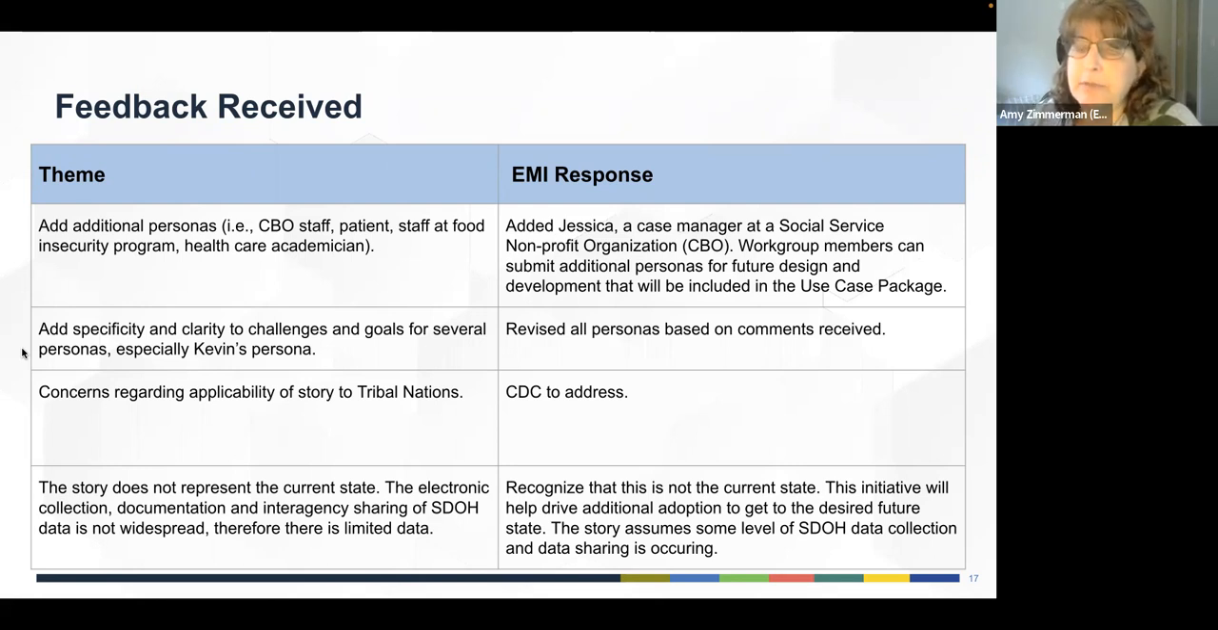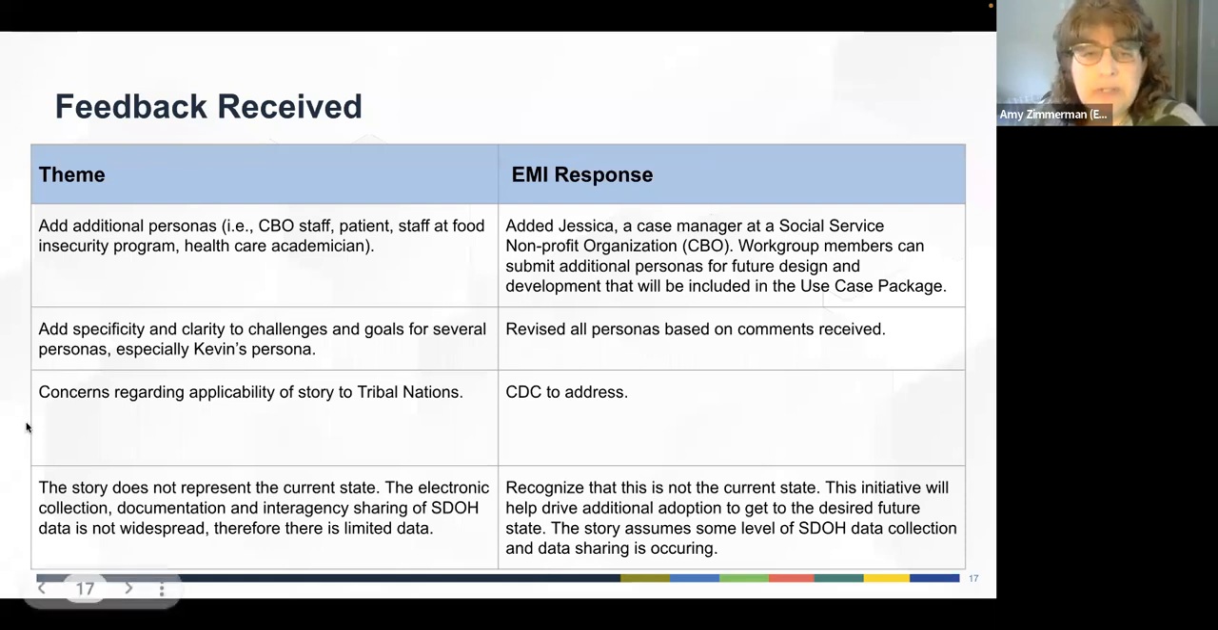So we revised the story accordingly and also made it very clear that the needs of his patients were being documented in the EHR in his federally qualified health center. So those were the major changes that we made with Kevin. But again, since he had the most comments, I wanted to call that out.